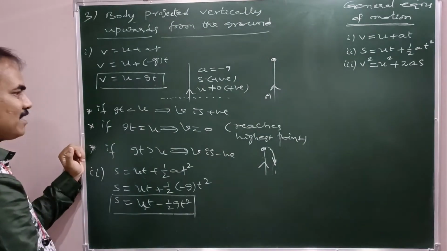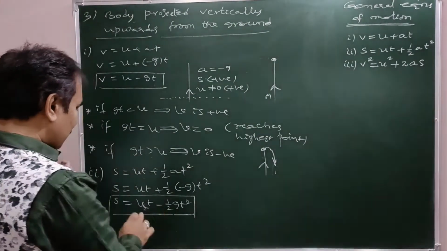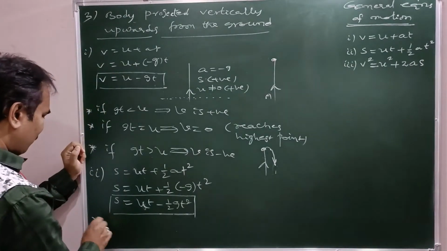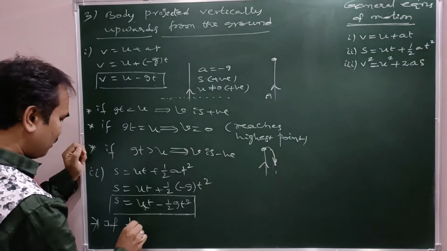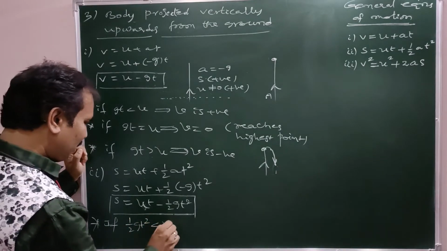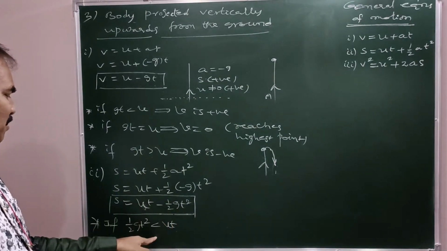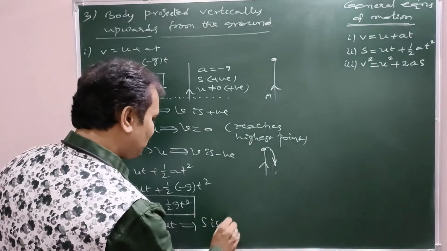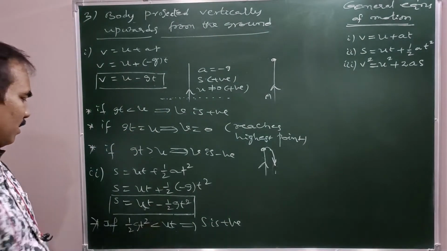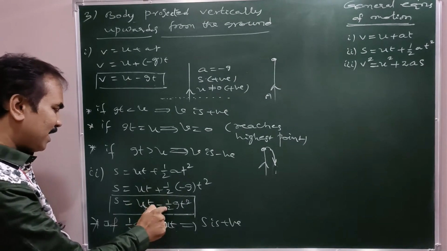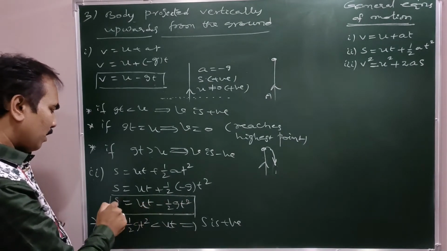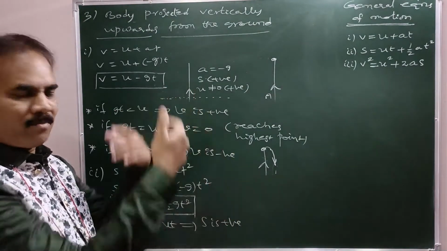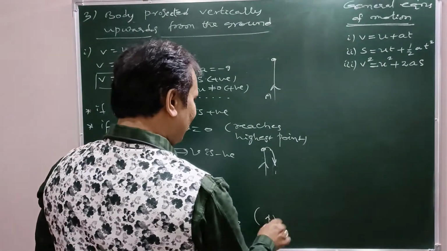If half g t square is less than ut, what about the situation here? If half g t square is less than ut, then s becomes positive, implying s is positive. S positive means this term is less than this one. This is positive, this is negative, but this is less than this one. Therefore, ultimately s comes with a positive sign. S positive means the body is still going up. That is the meaning. Am I right?